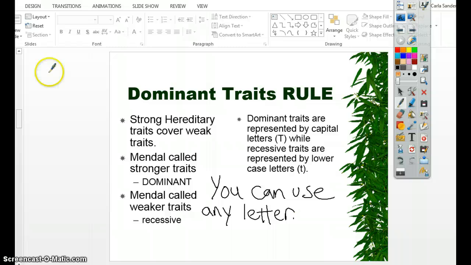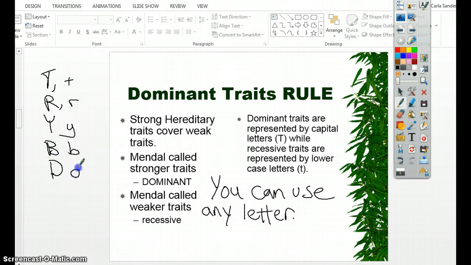You will see that I use lots of T's, R's, my Y's, but not everybody's Y's, B's, D's are really good to use. Again, when you're talking about dominant and recessives and you're having to write these letters, pick letters that are distinctive, big letters versus little letters. And you can use the same letter over and over and over again.